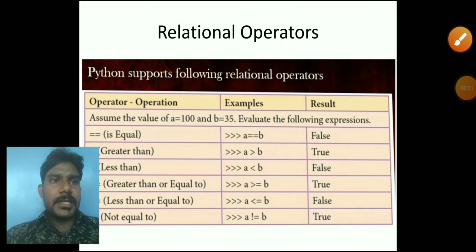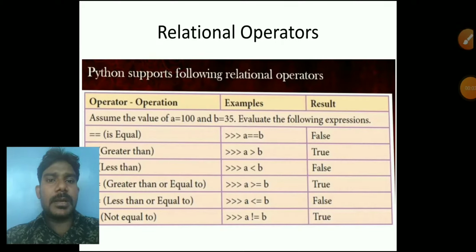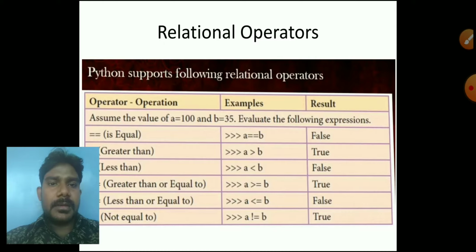Relational operators, another name is comparative operators. These operators are used to check a condition and give the result as true or false. What are the symbols in relational operators? Is equal, greater than, less than, greater than or equal to, less than or equal to, not equal. These are all the relational operators.